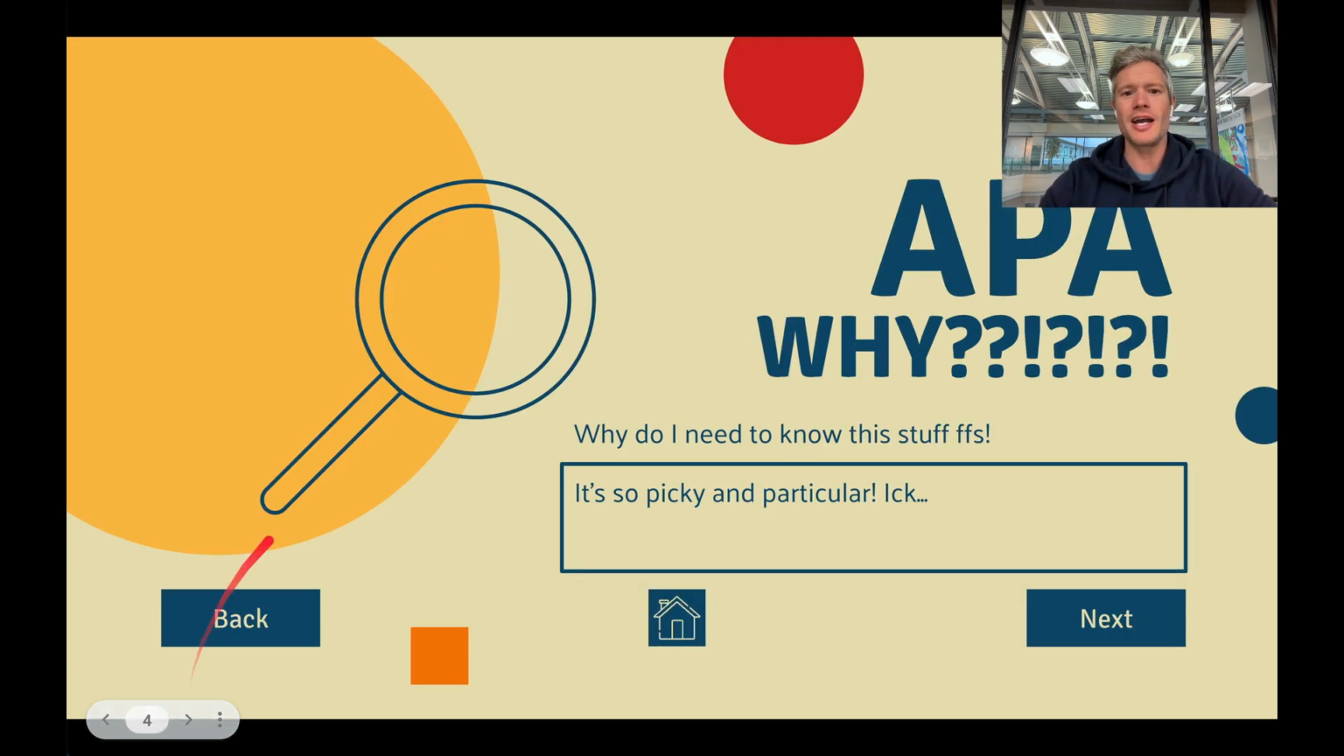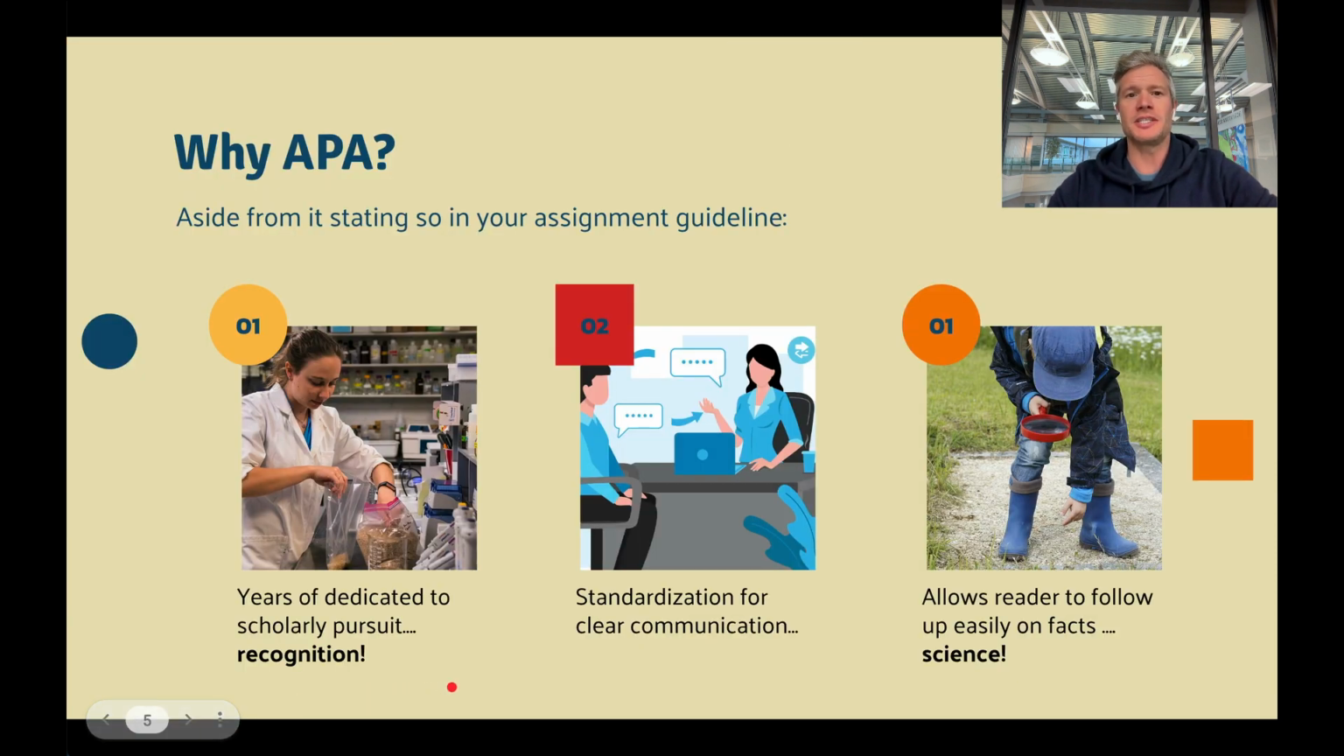Okay. So why APA? Well, it does seem like a bit of a picky system and maybe unnecessarily detailed stuff when you're first just getting into it. I know as an undergrad, that's kind of what I thought. But I think one of the main reasons why APA is so important is essentially acknowledging and giving gratitude.